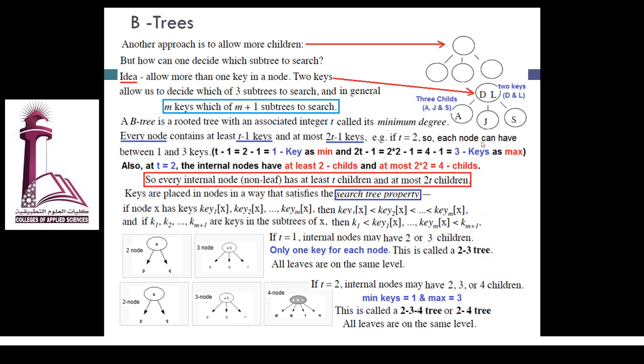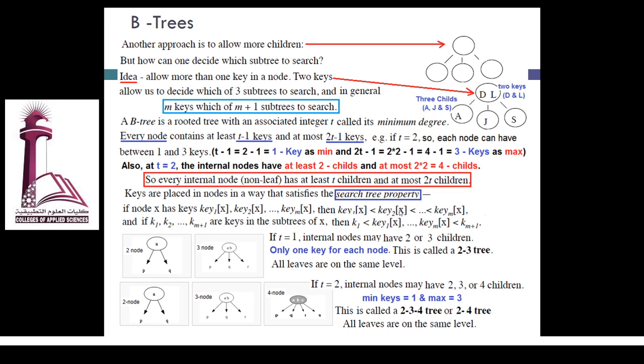And then if you take J, J is greater than D, so it is to the right of D, and it is less than L, so it is in the position left of L. And similarly S. S is greater than D and L, so this is the rightmost child. So this is the property. These are the properties of B trees.